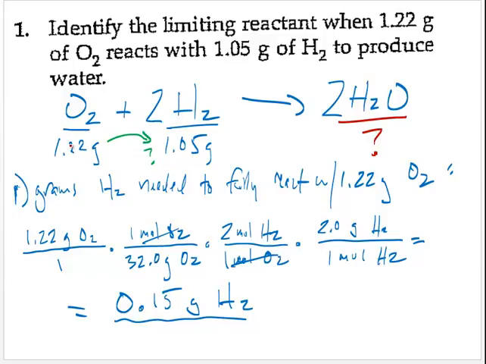Okay, so that's how much hydrogen would actually be needed to completely react with the 1.22 grams of oxygen. So now look at what they gave us. They gave us 1.05 grams, which is way more than what we actually need. So the hydrogen is in excess. So I'm going to put an excess there, and if hydrogen is in excess, then oxygen has to be limiting. Okay. So now in step 2, when we go to the next slide, we're going to base the amount of water that can be made on the limiting reactant, which is oxygen.